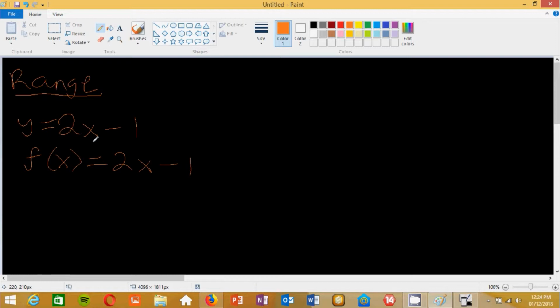Now, the thing you must understand about functions is when I plug in a value of x, I get a value of y. For example, if I plug in the value 0 for x, the y value that I'm going to get is negative 1, because 2 times 0 is 0, 0 minus 1 is negative 1. So whenever I plug in a value of x, my output is going to be a value of y. My input is x and my output is y.